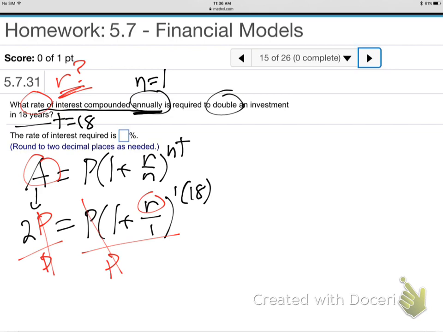Either way's good. So where are we at? There's still going to be a little bit of work. Once we got through that, r over 1 is just r, and the exponent is just 18. Are we good so far? Okay, now this is still a stinker of a problem. This is pretty tough. How do we solve that? We're trying to solve for r. R is saying, I want to be alone. What do we do?